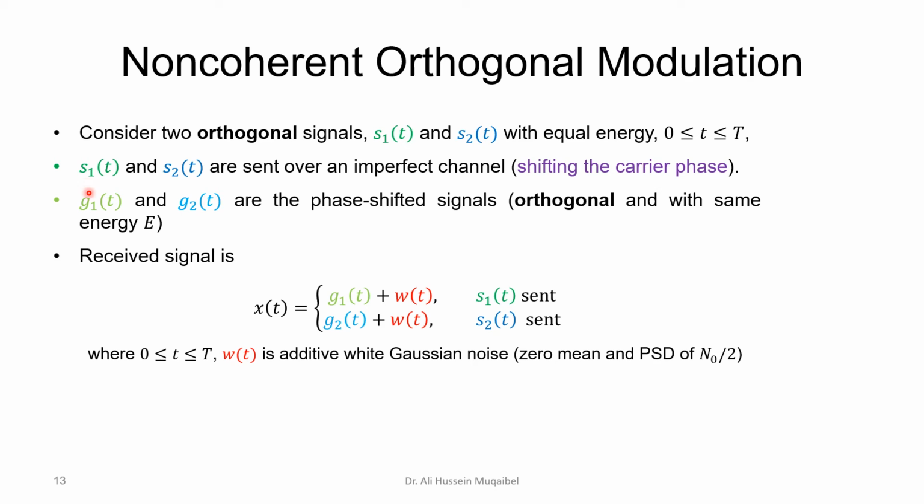We sent S1, but we will receive G1. We sent S2, but we'll receive G2. So G1 and G2 are the phase shifted signals. They're orthogonal, and they have the same energy, but they are not coherent. They have some phase shift. So the received signal will be the shifted signal, G1 if S1 was sent, and G2 if S2 was sent. And of course, we'll have added noise to that. The noise is additive white Gaussian noise, AWGN, with zero mean and power spectral density of N0/2.